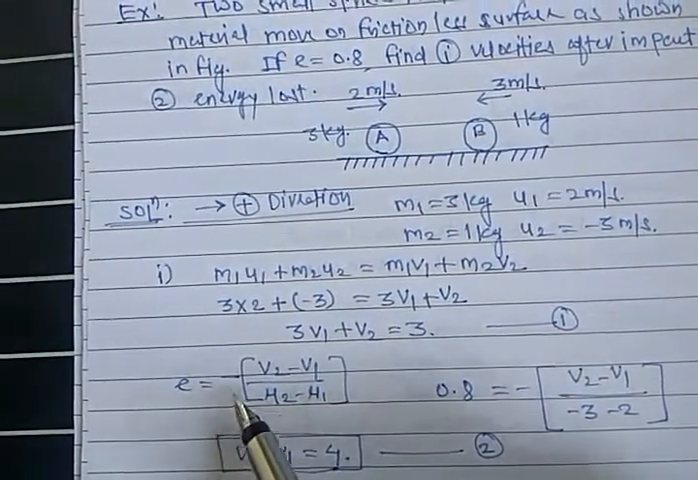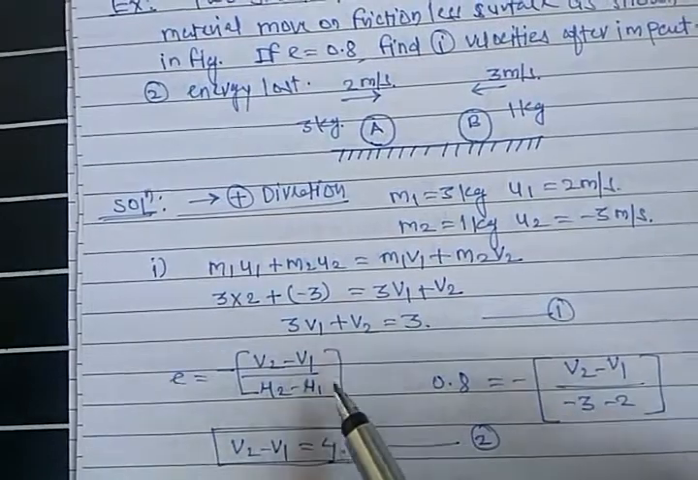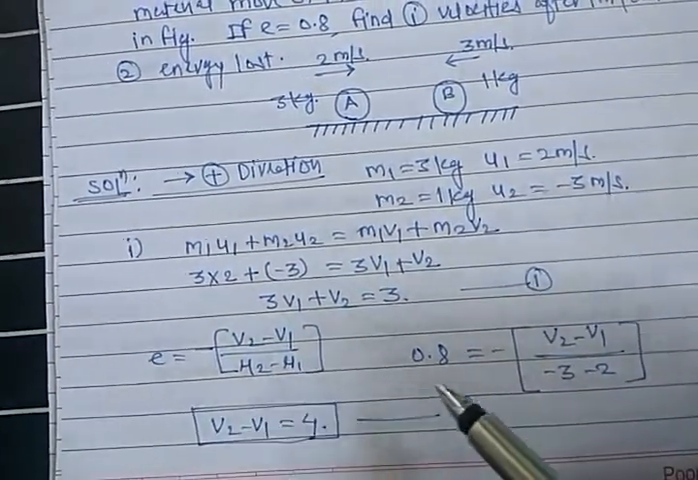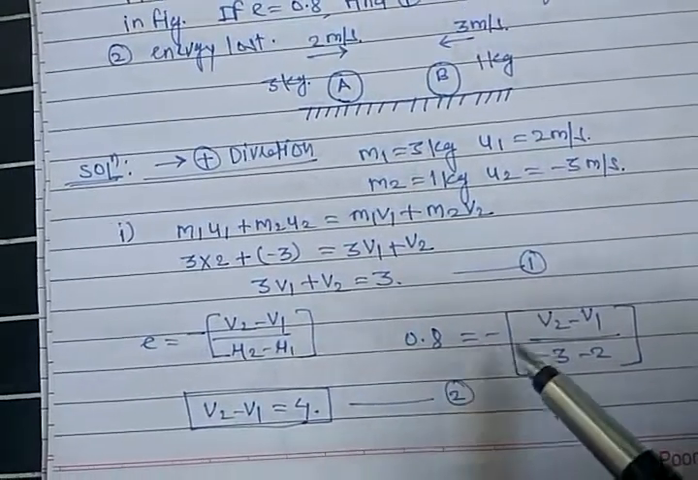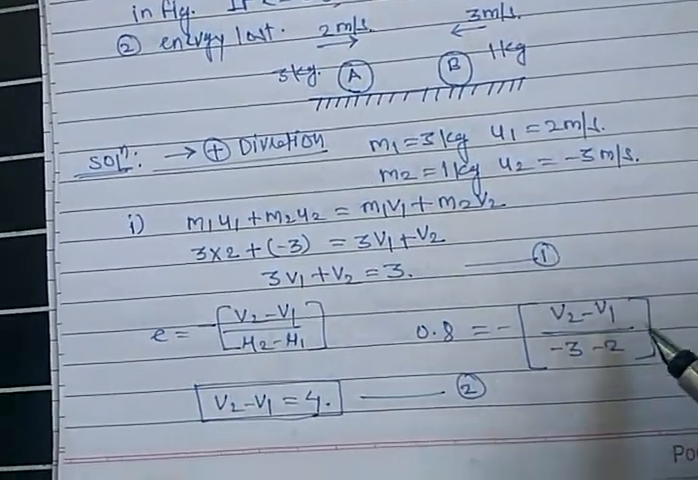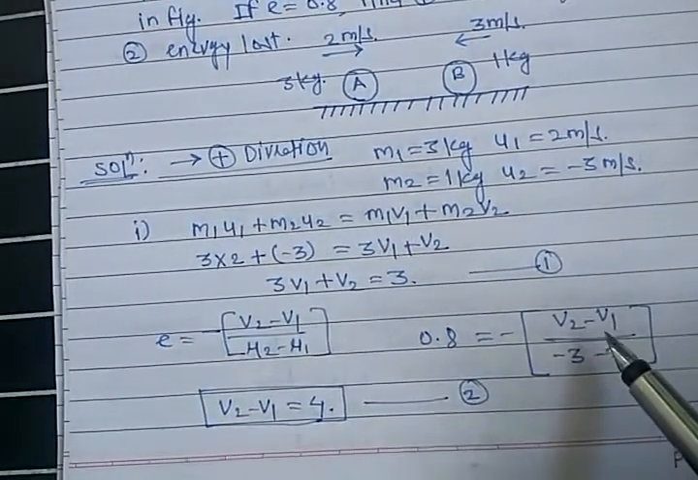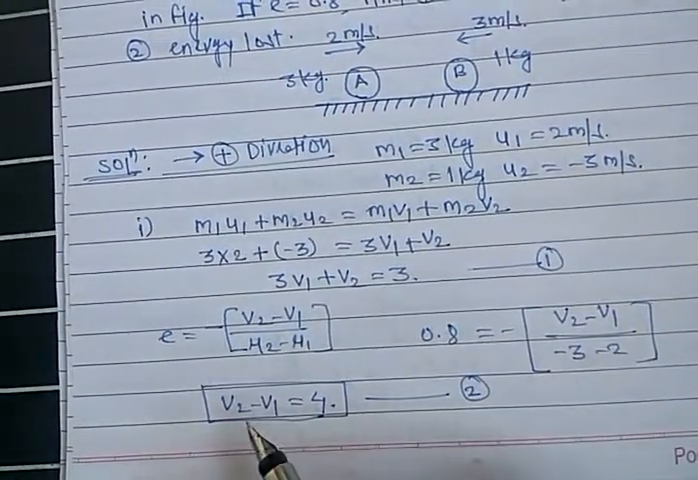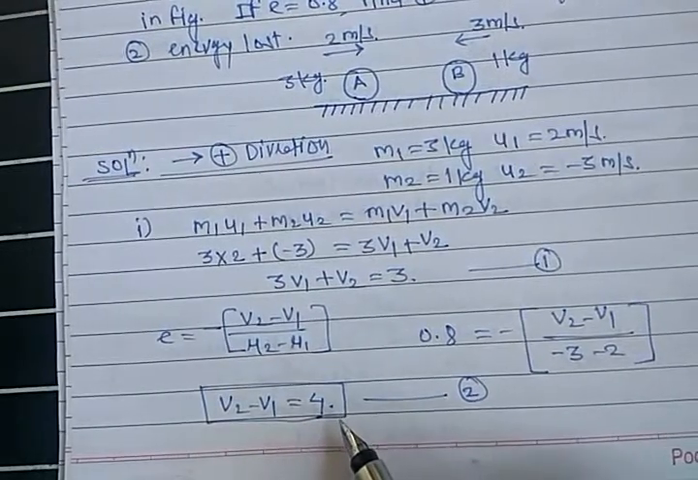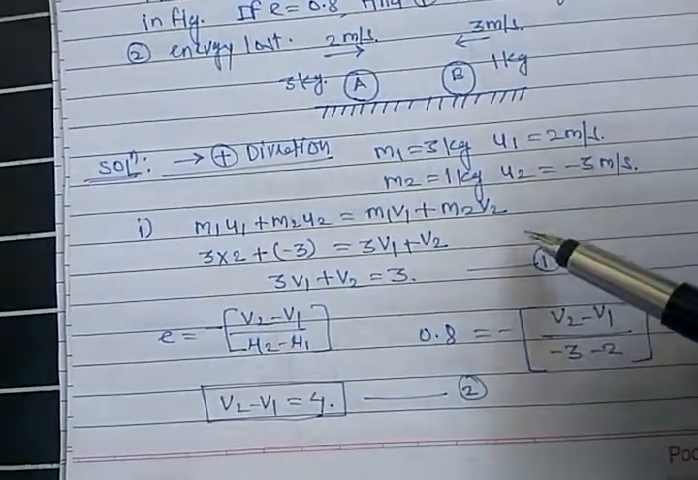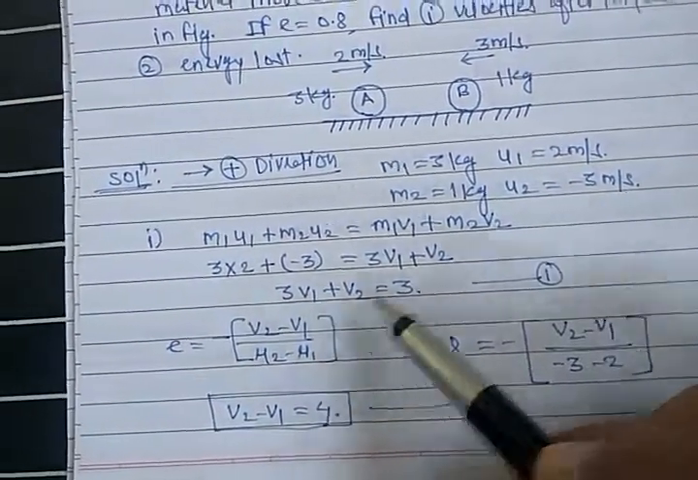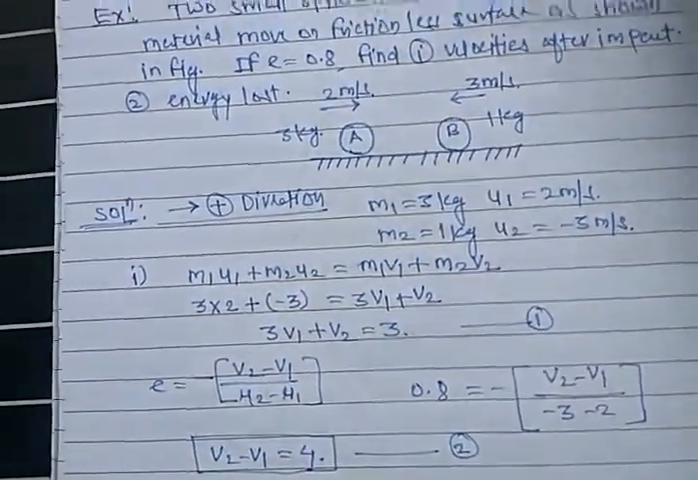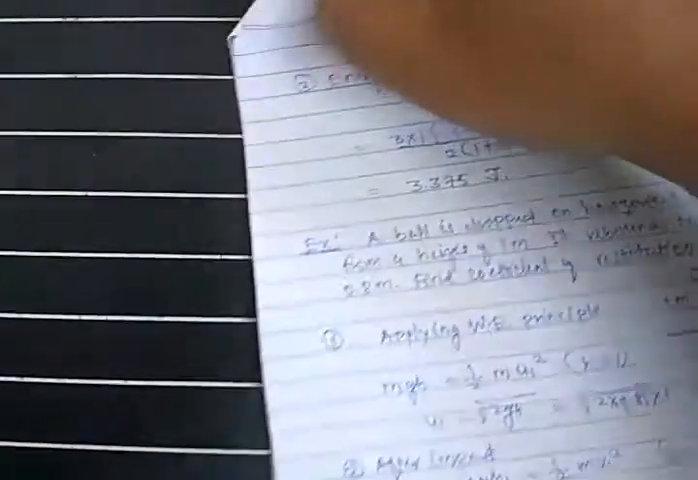So we have e is equal to minus into bracket v2 minus v1 upon u2 minus u1. Putting the respective values, 0.8 is equal to minus into bracket v2 minus v1, we don't know both, upon minus 3 minus 2. Simplifying, we get v2 minus v1 is equal to 4. Now we have these two equations in v1 and v2, and we can solve them to find the values of v1 and v2.